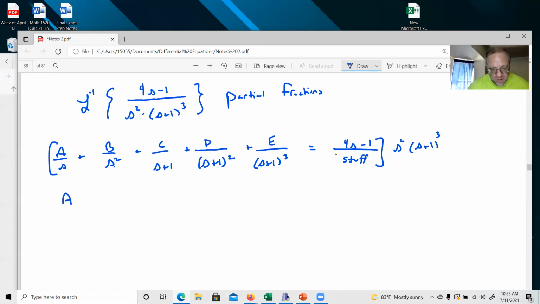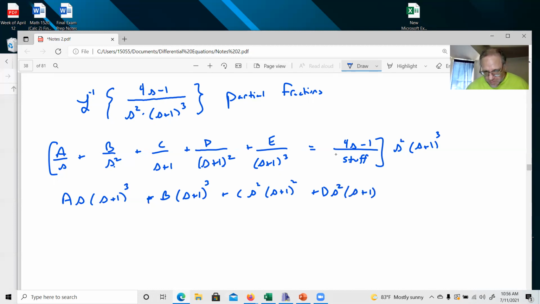well, there's two s's here, one of them here. So we still have an A s, and then I've got (s plus 1) cubed. Right? How did I do this? Okay. Plus B, both the s squareds go, right? So we have (s plus 1) cubed. Plus C, we have an s squared here, and then one of my s plus 1s gets used up. Plus D, we have an s squared here, and two of my s plus 1s are gone. And then plus E s squared is equal to 4s minus 1.